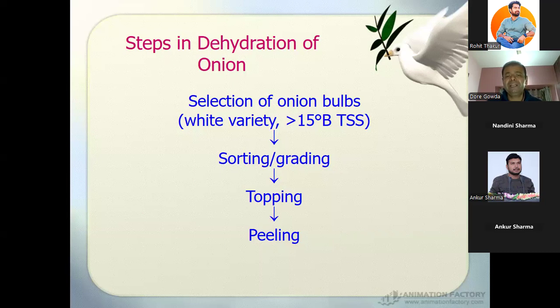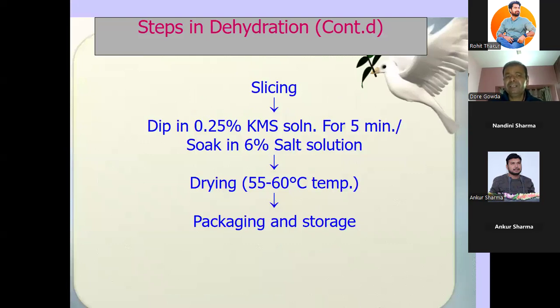Then sorting and grading: if any damaged or infected onion is there, it has to be removed. Then topping: cut the top and bottom and remove the peel of the onion, then cut into slices and dip in 0.25% KMS, potassium metabisulfite solution, for 5 minutes, or soak in 6% salt solution. This is an essential step to prevent browning during drying and storage. If treatment is not given, the product will turn brown or black by the time it is dried.